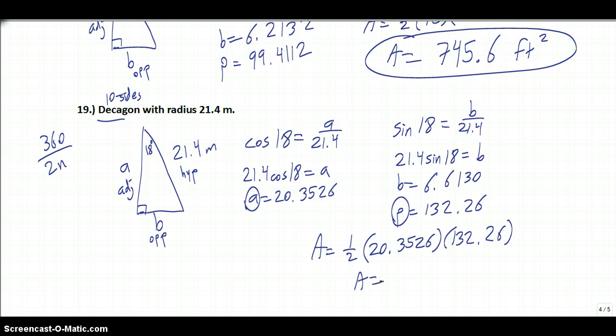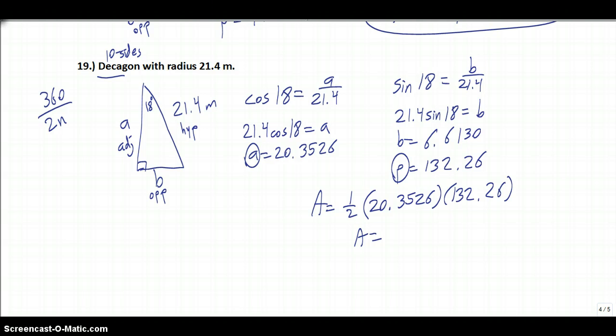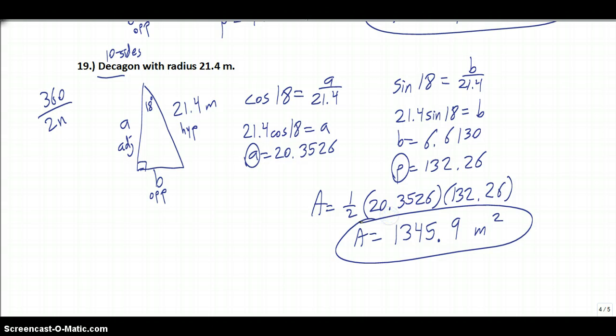What you thought was an insurmountable challenge is actually now rather mundane. So 0.5 times 20.3526 times 132.26. I get an area of 1345.9 square meters. Okay, and we win.